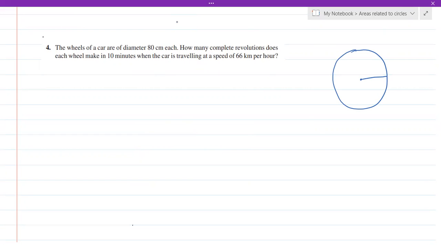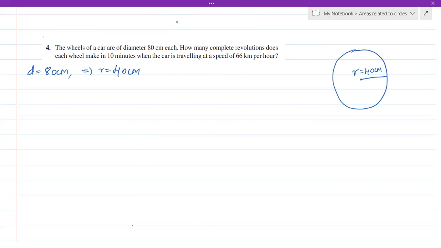Which means the radius will become 40 centimeter, isn't it? They have given the diameter as 80 centimeter, which implies the radius is 40 centimeter. The radius of the circular wheel is 40 centimeter.